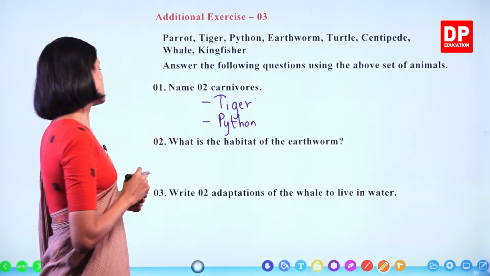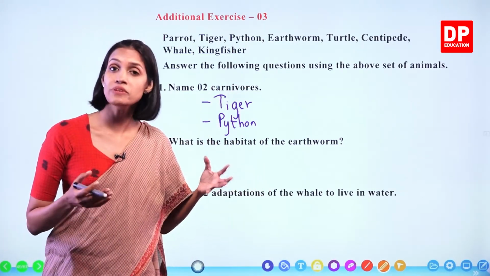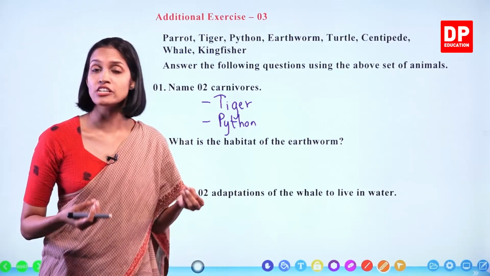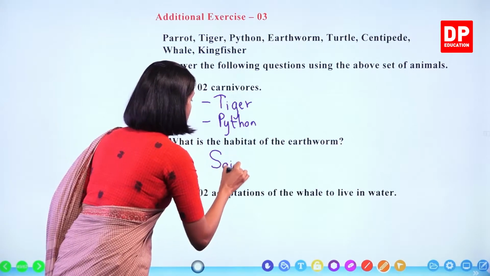Right. What is the habitat of the earthworm? You all know that earthworm lives in soil. So their habitat is soil. Okay? Soil.